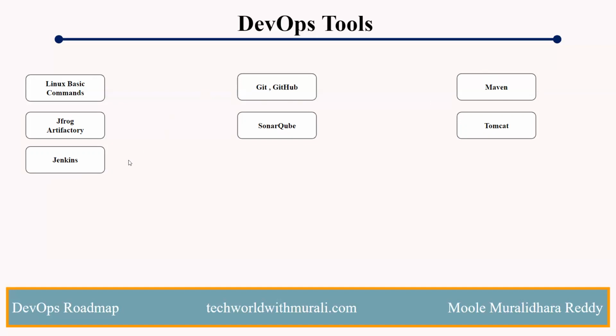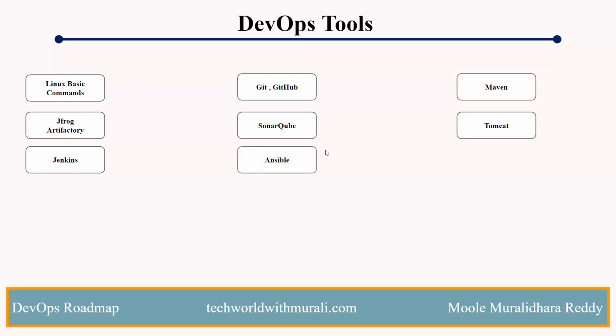We have other tools as well, like Bamboo, TeamCity, but the majority of organizations will use Jenkins only. The reason is it is open source and easy to configure. Everything is GUI based, and we can also install plugins. Based on our requirement, we can install the plugin and configure it.